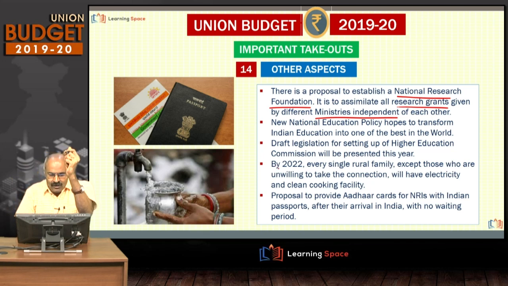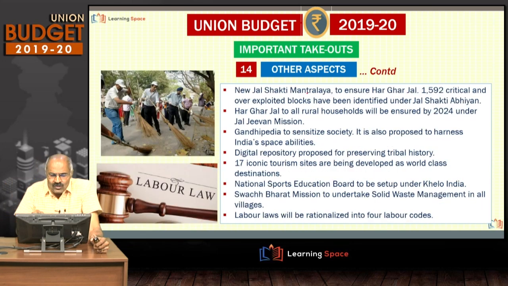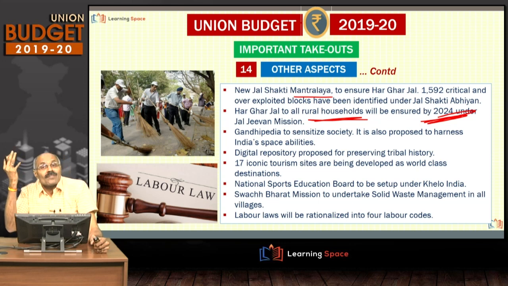Then most important, by 2022, every single rural family will have electricity and clean cooking facility. Very, very important. The government promises by 2022, each and every house will have electricity and clean cooking facility in rural India. Then the new Jal Shakti Mantralaya: the government goal is by 2024, all the rural households will have tap water. This is the Jal Jeevan Mission, very important.